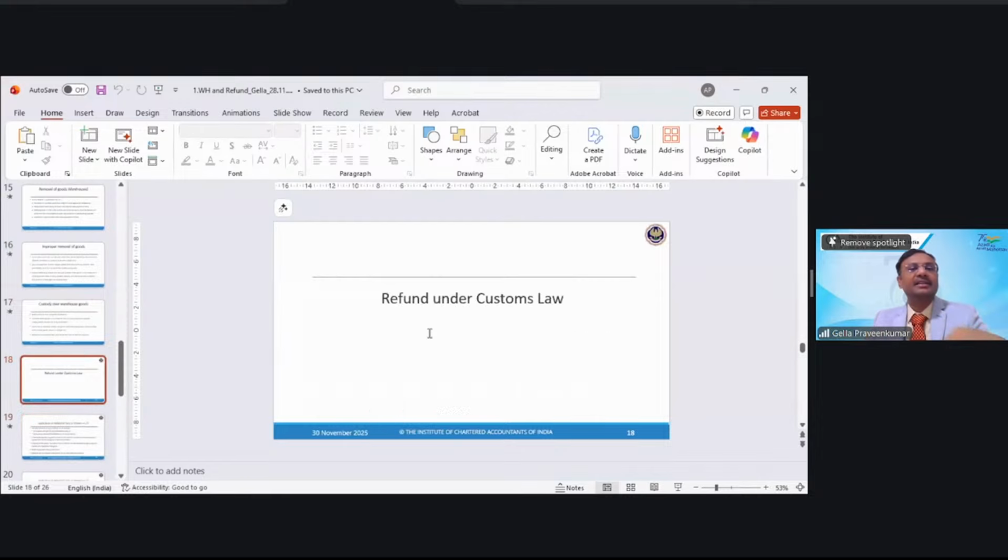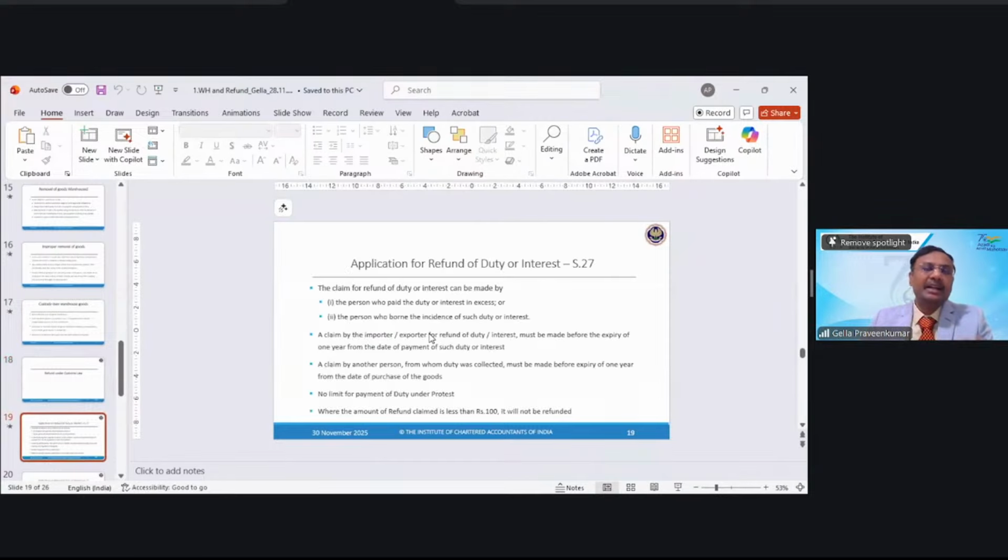Then we have discussed refund under customs law. We have discussed this element called unjust enrichment. By default, under customs law, unless you prove that this unjust enrichment has been taken care of, the refund, instead of being given to the applicant, will be transferred to the consumer welfare fund.